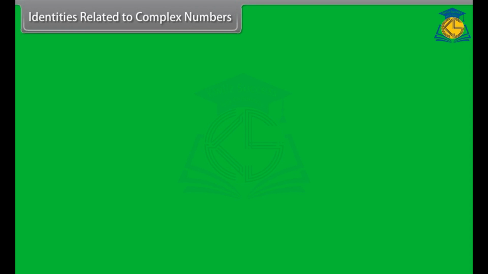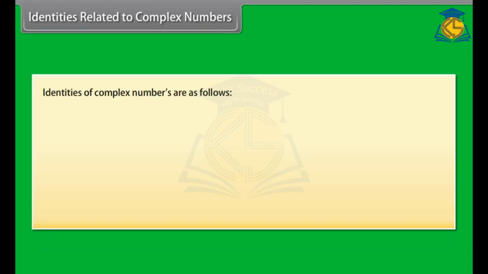Identities related to complex numbers. Identities of complex numbers are as follows.